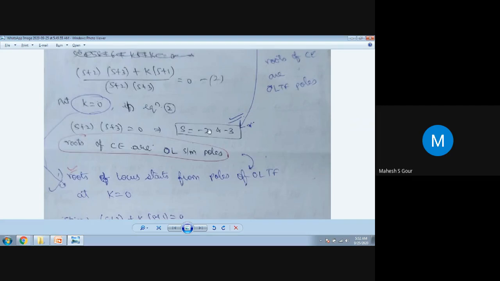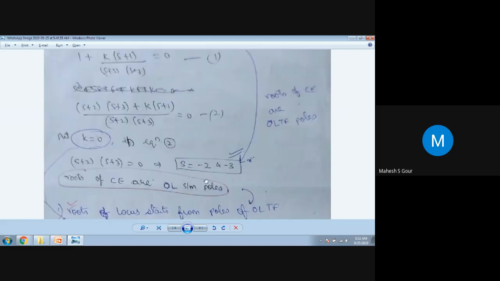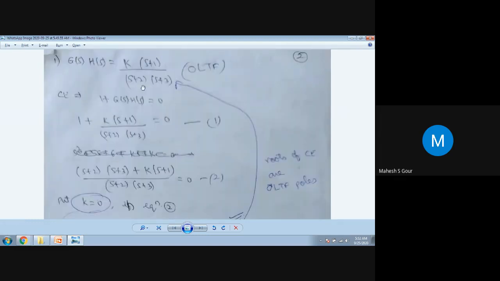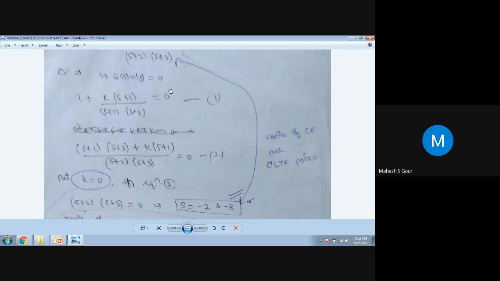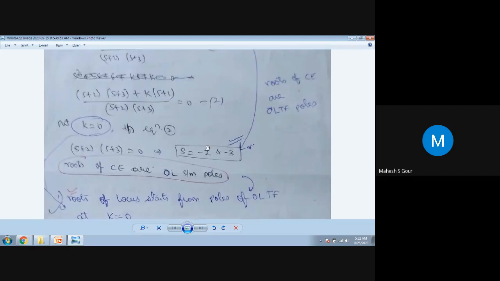So S is equal to minus 2 and S is equal to minus 3 will be your answer, right? As you can observe, when I take these roots, here also it is S equal to minus 2 and S equal to minus 3. And when I put K equal to 0, again I am getting S equal to minus 2 and S equal to minus 3. So what does it indicate? Roots of the characteristic equation are the open loop system poles. It means your gain K is equal to 0, so I'm starting from 0 gain. So this is equal to your poles, right?